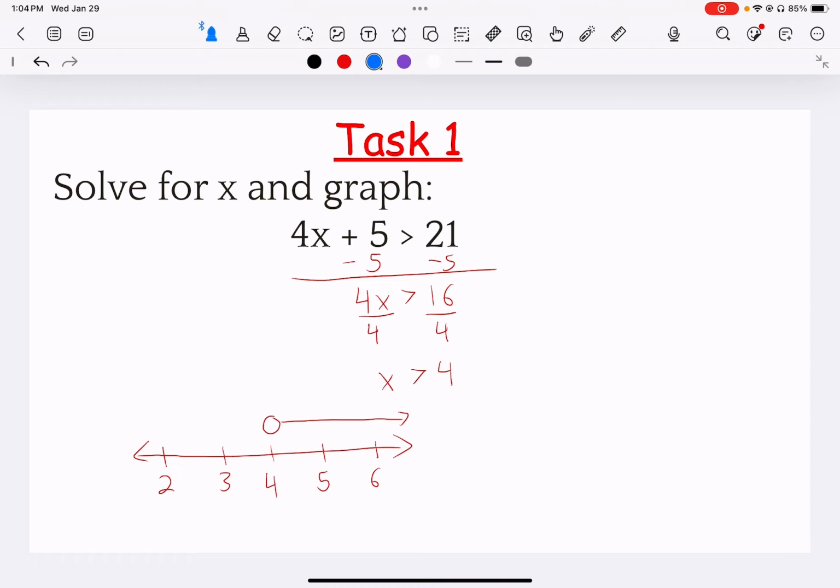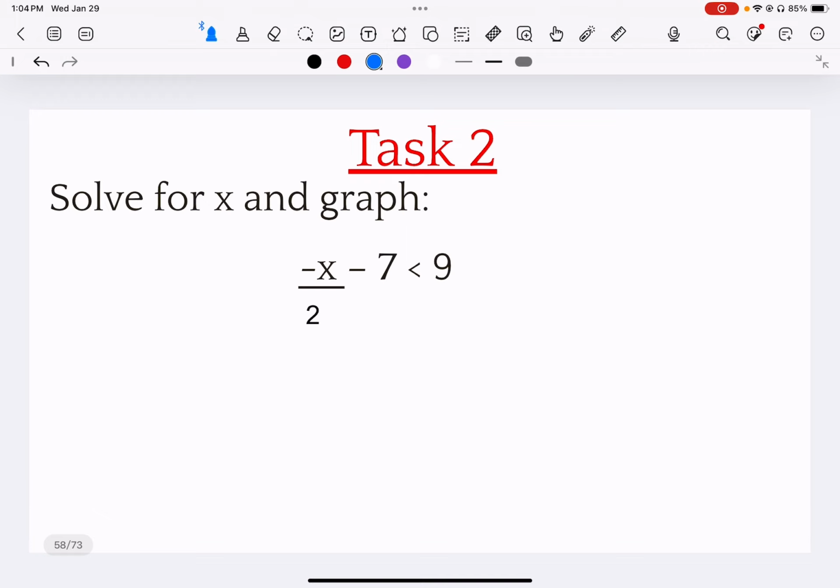If you're ever unsure about the shading, I can pick a number on each side of my number, say 5 and 3, and substitute them into my inequality. So here I have 5 is greater than 4, which is true. And on the other side, I have 3 is greater than 4, which is not true. And I want to shade towards my true inequality.